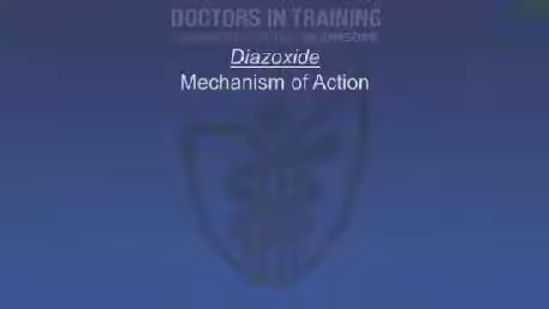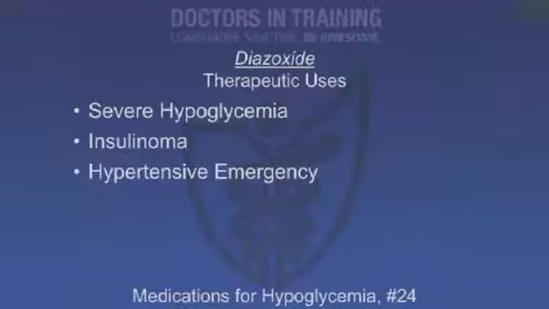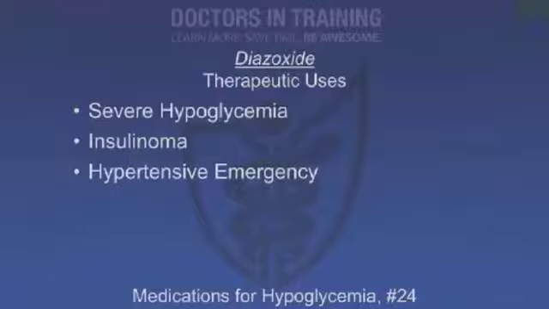The second drug to talk about is diazoxide, which has a very different mechanism of action. Diazoxide opens potassium channels. It's a thiazide, but it's not a diuretic. It opens potassium channels, and that leads to hyperpolarization of the cells, and therefore it inhibits insulin release from the beta cells. So diazoxide can be used for a couple of different things. It can be used for the emergency treatment of severe hypoglycemia. It can be used for patients with insulinoma, which is an insulin-secreting tumor. So these patients will have high levels of insulin and get low blood sugar, so you treat them with diazoxide to suppress insulin secretion. Diazoxide can also be used for hypertensive emergencies.